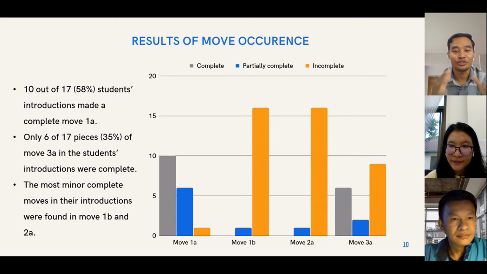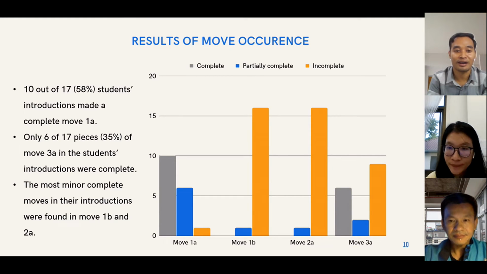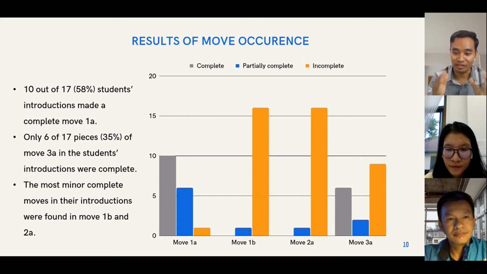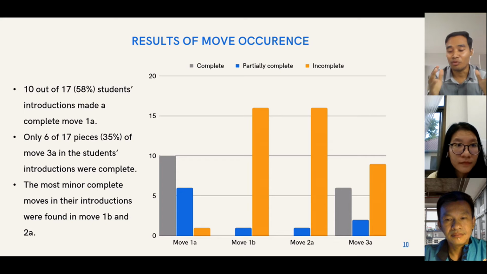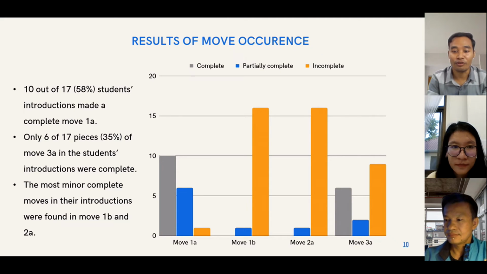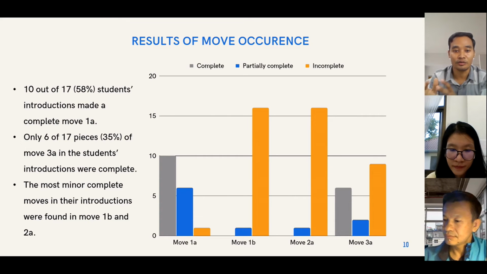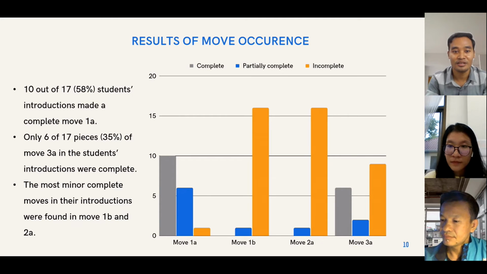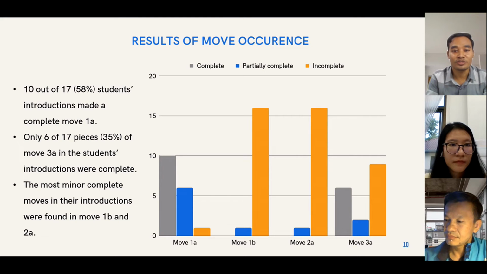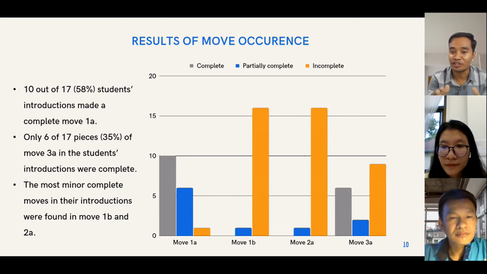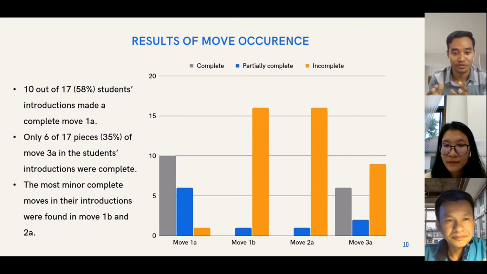So now let us move on to Chapter 4 of our study, which is the results section. The following are the results of move completion and language focus errors obtained from the researchers' analysis. Now, let us move on to 4.1, which is about move occurrence in students' introductions. So now let us look at Figure 1. Figure 1 shows the move occurrence in the introductions of the students' research papers.